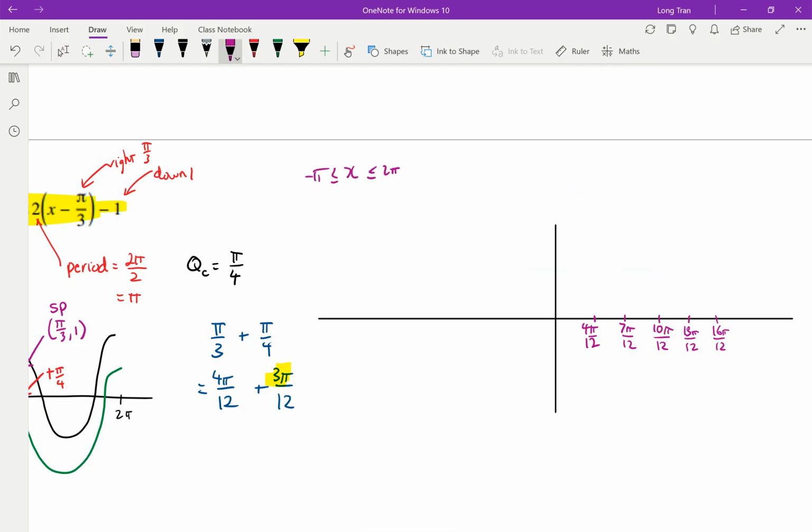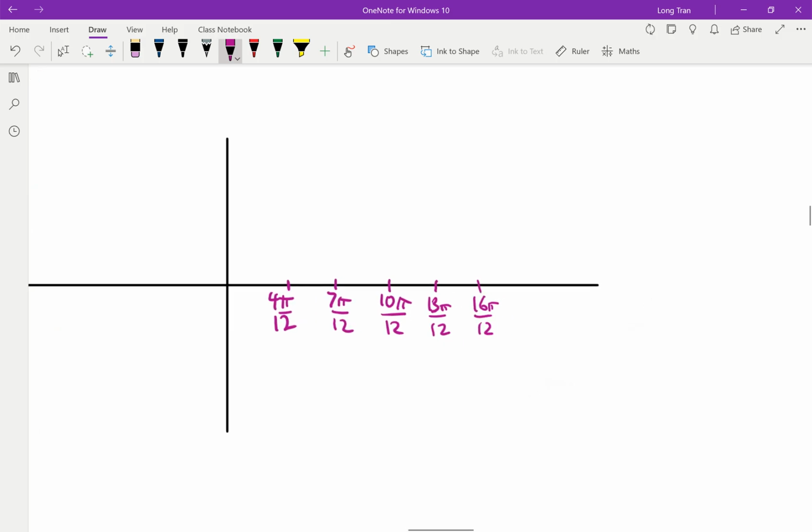So if I keep following this, you'll know that to get to 2 pi, it has to be passing 24 pi on 12. So I just keep going. That's 16 pi on 12, add another 3, it's now 19 pi on 12, add another 3, it's now 22 pi on 12. And if you add another 3, that's 25 pi on 12, which we know is now too far. Okay, but we can stop there.